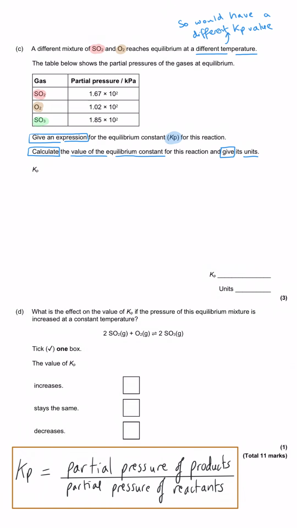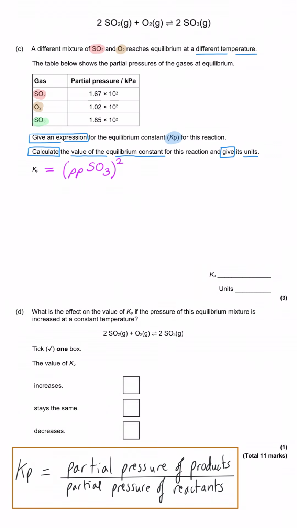So to construct this, what we always need to do is refer to the equation. So I've rewritten that along the top. And so you always take the products and put that on the top of the expression. And so you write the partial pressure of SO3. Now the coefficient in the equation is a 2 in front of the SO3, so this needs to be squared. I usually like to put brackets around the partial pressure term when I'm squaring it in particular, just so I can get that differentiation between the 3 of the SO3 and the 2 for the squared.